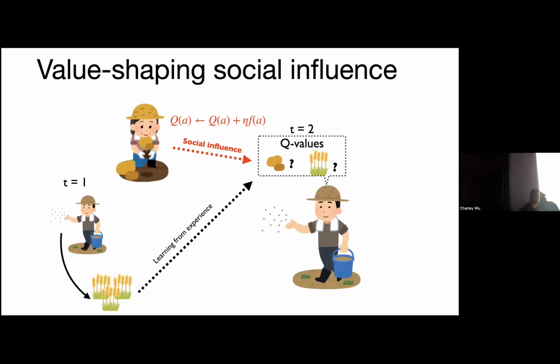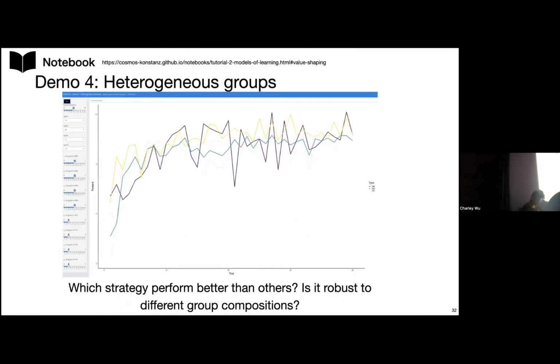Then we can focus on the value-shaping type of social influence. As I said, the other agents can now impact the belief states of the focal farmer, such that the Q value of option A is biased by how popular option A is, directly in the value state.